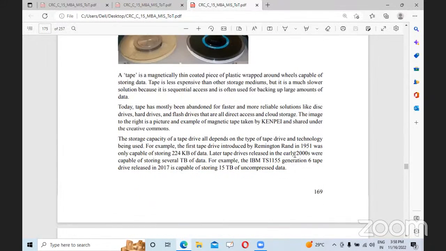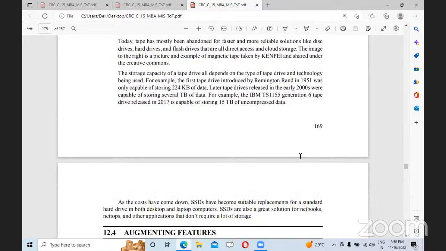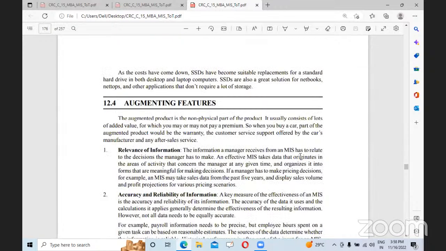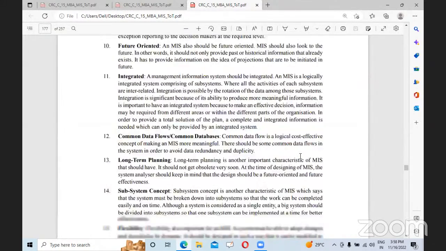A tape is a magnetically coated thin piece of plastic wrapped around wheels, capable of storing data, and tape is less expensive than other storage mediums. However, it is a much slower solution because it is sequential access, and it is often used for backing up large amounts of data. Today, tape has been replaced by faster and more reliable solutions like disk drives, hard drives, and flash drives, etc. This relates to the several peripherals.